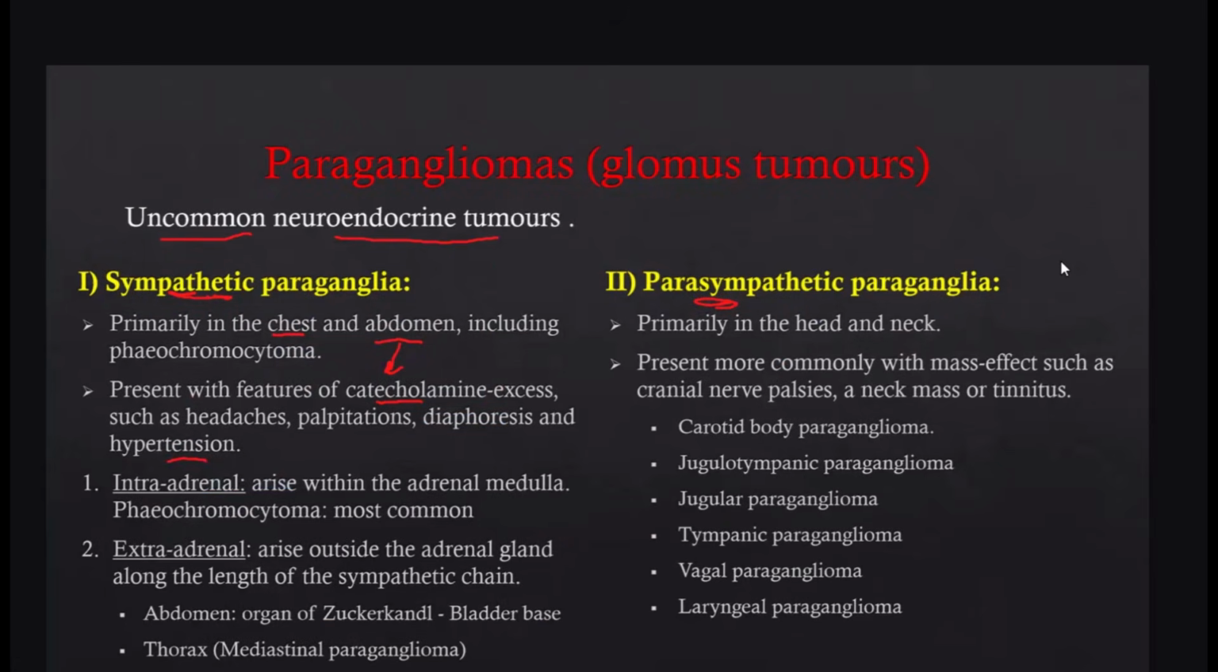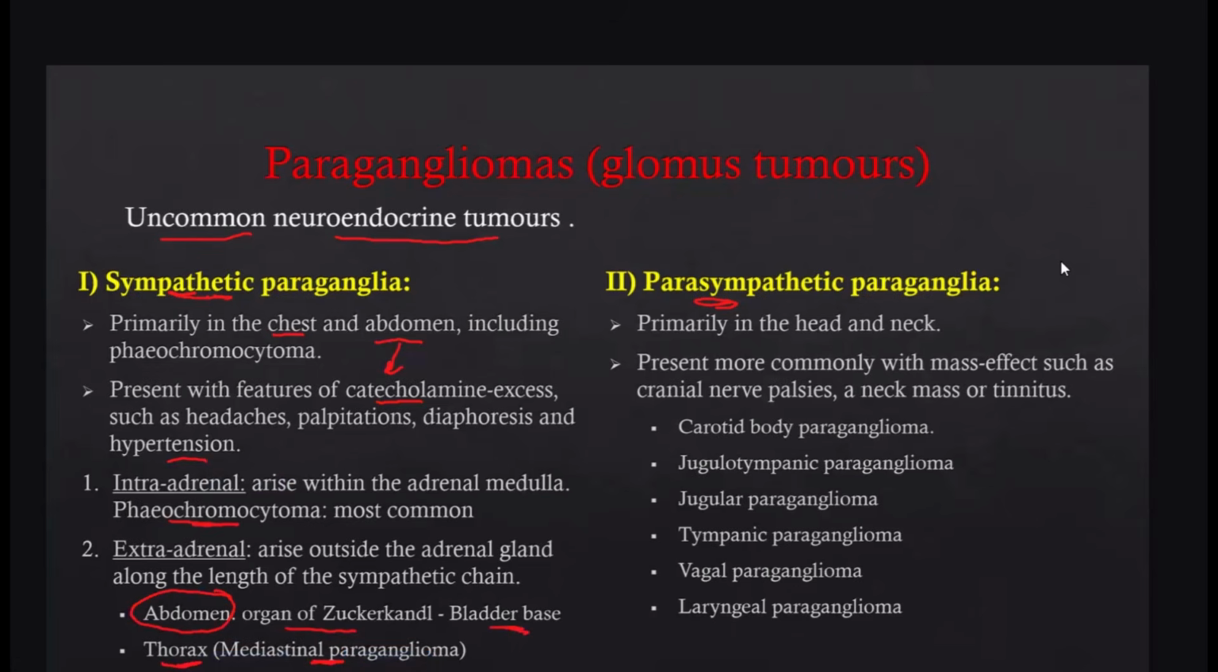It is classified into intra-adrenal, which we can call pheochromocytoma, and extra-adrenal, which is more common in the abdomen along with the organ of Zuckerkandl, from the superior mesenteric artery down to the aortic bifurcation. Also, it can be present in the bladder base. It can be present in the posterior mediastinum. So this one is called sympathetic paraganglia.